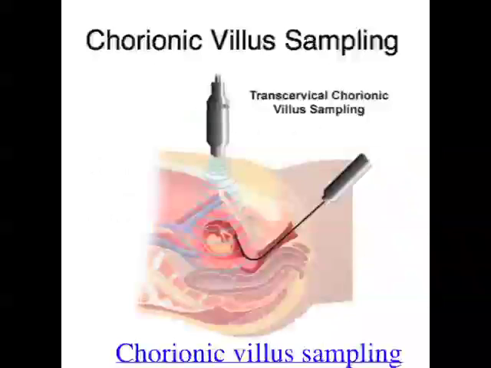Another prenatal test, and this is again testing the genetic makeup of the fetus, is chorionic villus sampling, or CVS. This involves removing a small sample of fetus tissue. Unsurprisingly, the tissue is called chorionic villi, and then you test that tissue for any genetic defects.